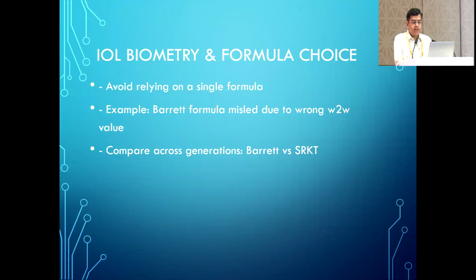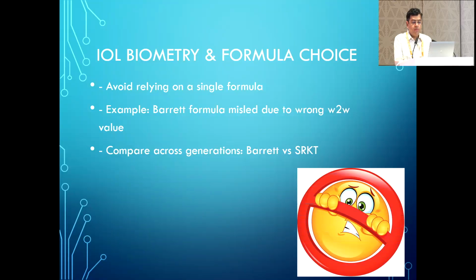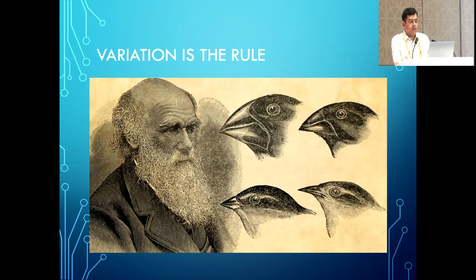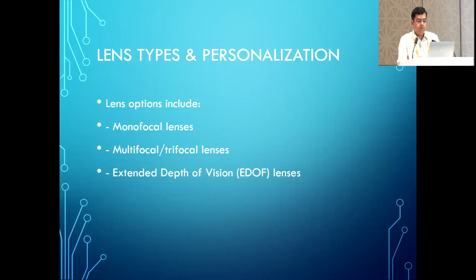So you will get a comparative value. So always, don't get stuck to higher-end formulas. Always look at SRK/T also, just to make sure that we are closer to normal with any of the current generation, the second or third generation formulas. So in any patient or any eye, within patients, variation is the rule, as Darwin told.